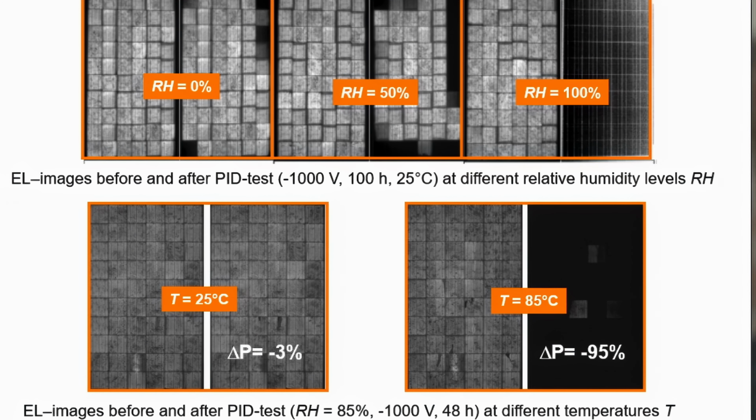Here we see some examples. So we have here the same conditions, the same durations, so 0 to 100 hours, 3 times. We have also the same negative voltage applied, minus 1000 volts, same temperature, 25 degrees. But you see here a strong dependence on the humidity level. Here we have a very dry atmosphere, 0% relative humidity. And here we have 50% humidity. So you see here already some cells failed due to that PID effect. And here we see at 100% humidity, all cells failed due to this PID effect.